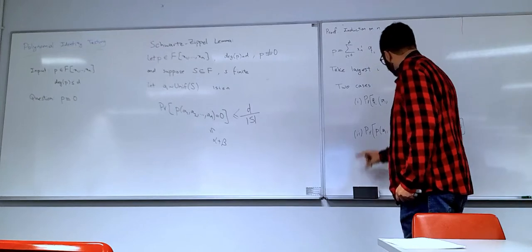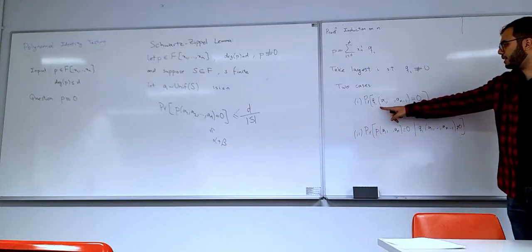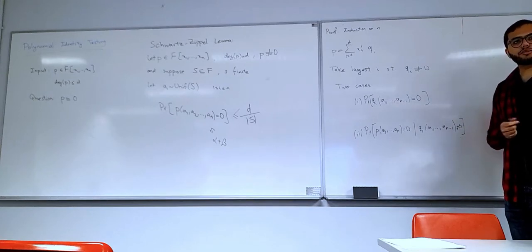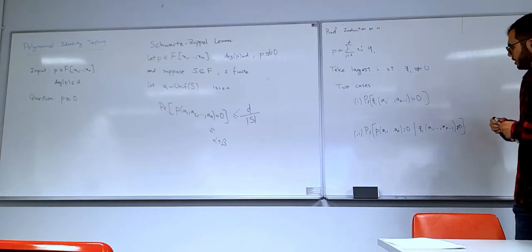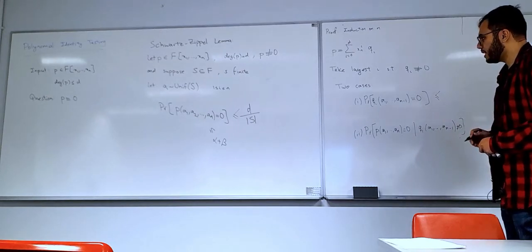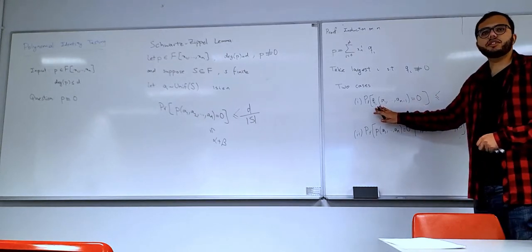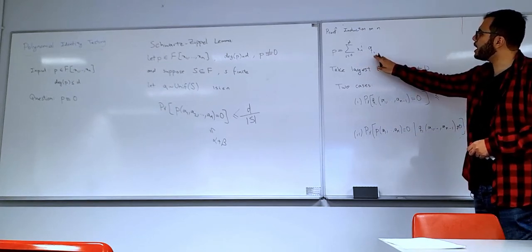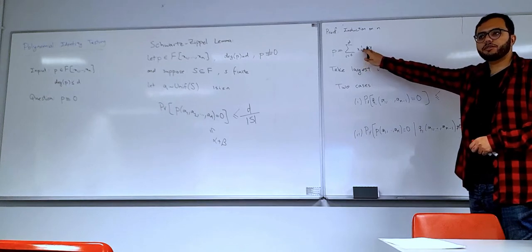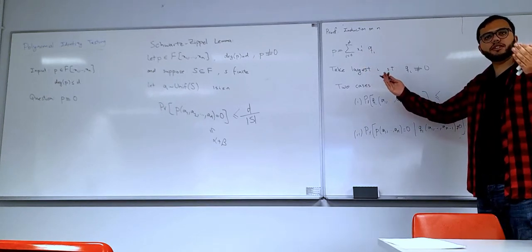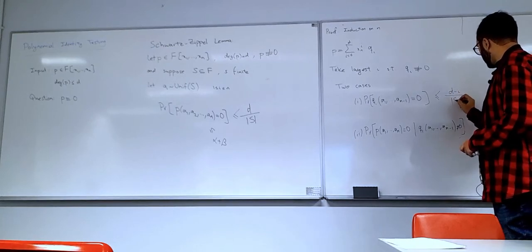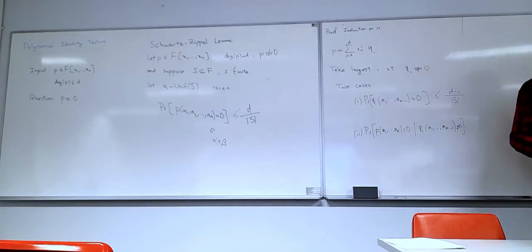What is the probability that QI of A1 to AN minus 1 is equal to 0? I can just use my induction, right? So this is at most the degree of QI. What is the degree of QI? Well, it's at most D minus I, right? Because QI is getting multiplied by xn to the power of I, and the degree of the whole thing was D. So this is at most D minus I over S. How about this one?